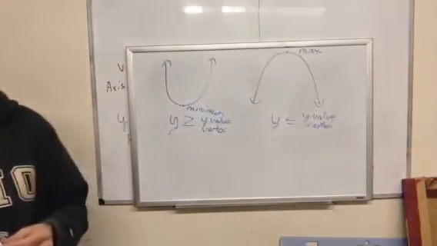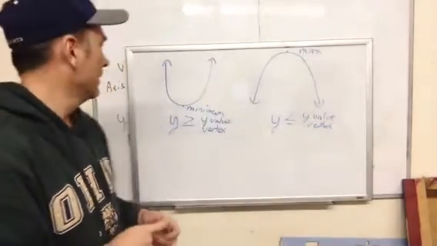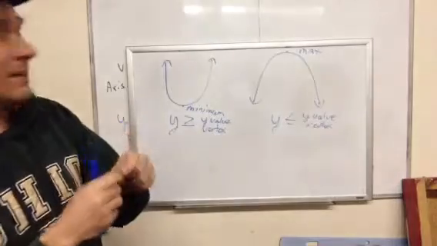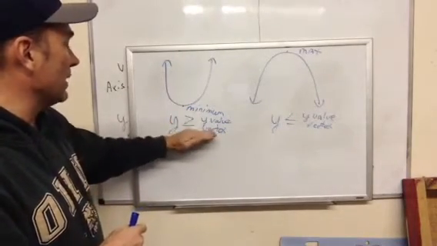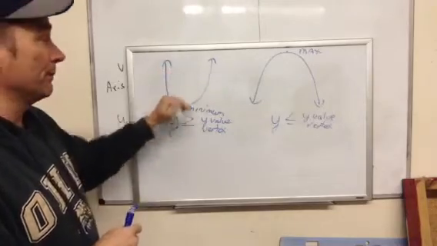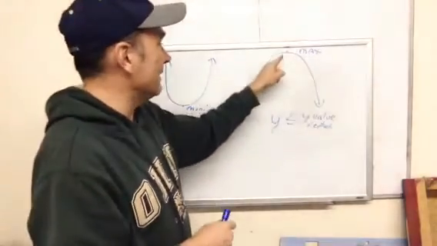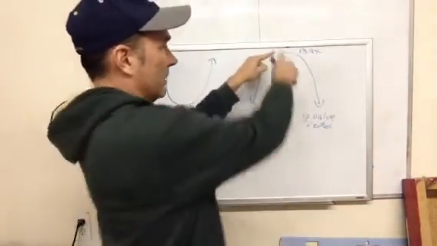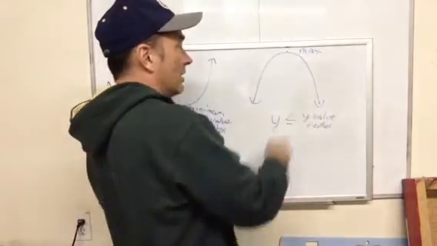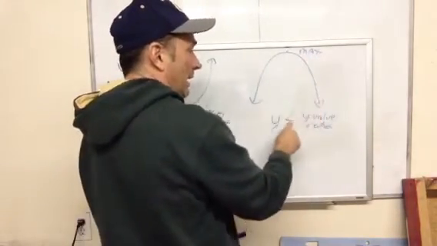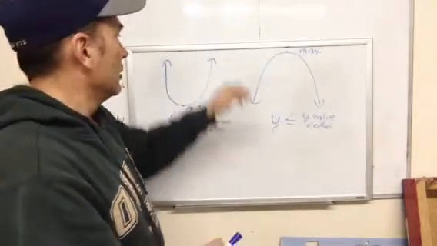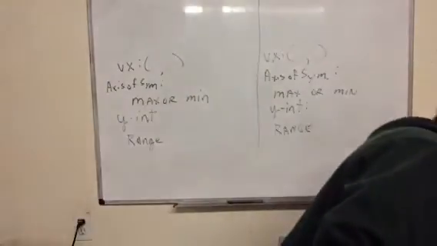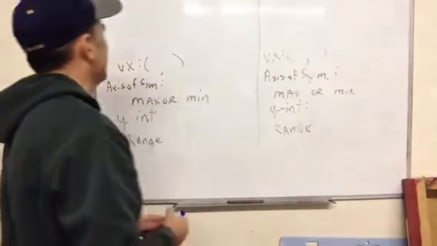So those are the two new things we're going to introduce today. Again, if the a is positive, it's going to open up with a minimum value, and our range will be y greater than or equal to. If our a is negative, it's going to produce a parabola that opens down. We'll have a maximum point, and here our y is less than or equal to that point. So we're going to do a couple examples, walking through all the different information that we can get out of this.